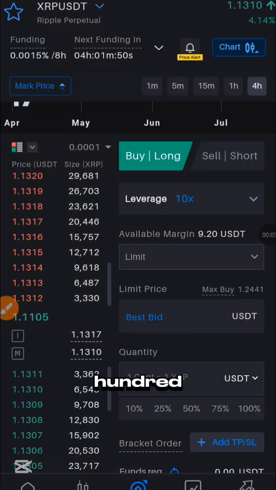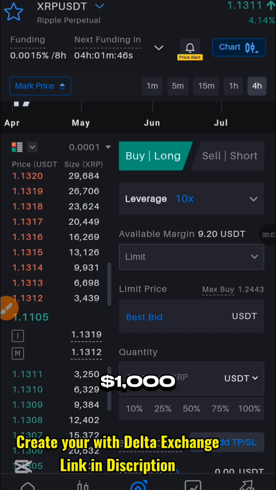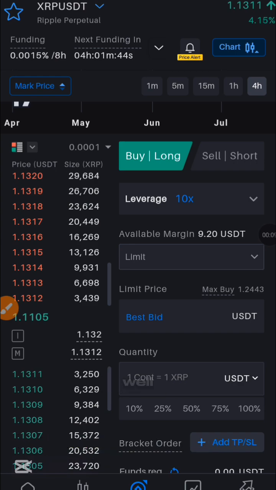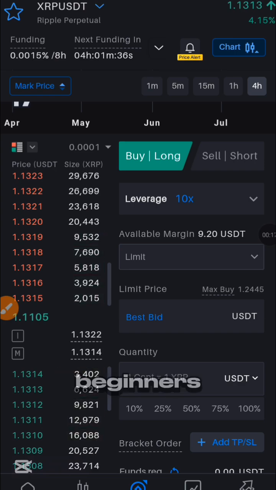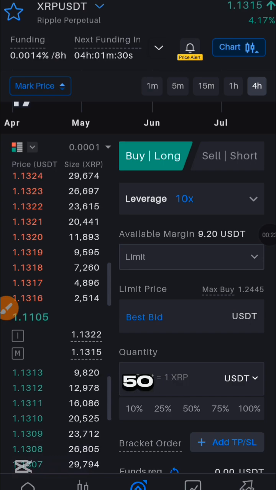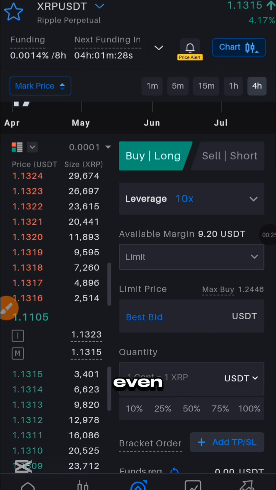Imagine you have $100 but you can trade as if you have $1,000. Sounds amazing, right? Well, that is exactly what leverage does. But here's the problem. Leverage is one of the biggest reasons beginner traders blow their trading accounts. They see people using 20x leverage, 50x leverage, and even 100x leverage. They copy them and lose everything within minutes.